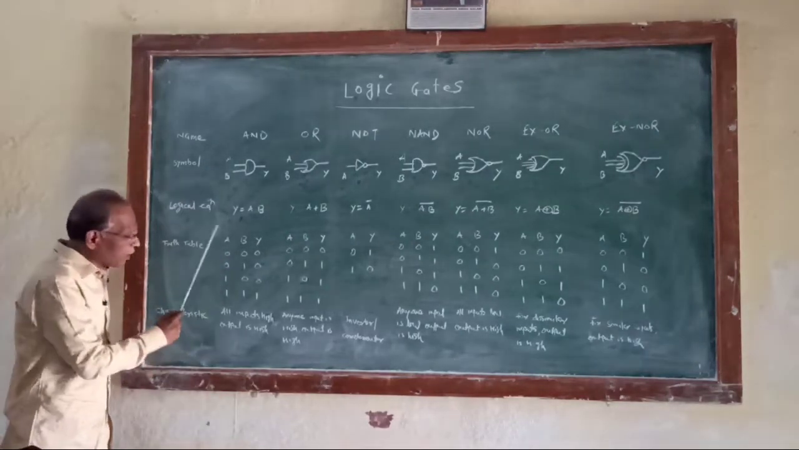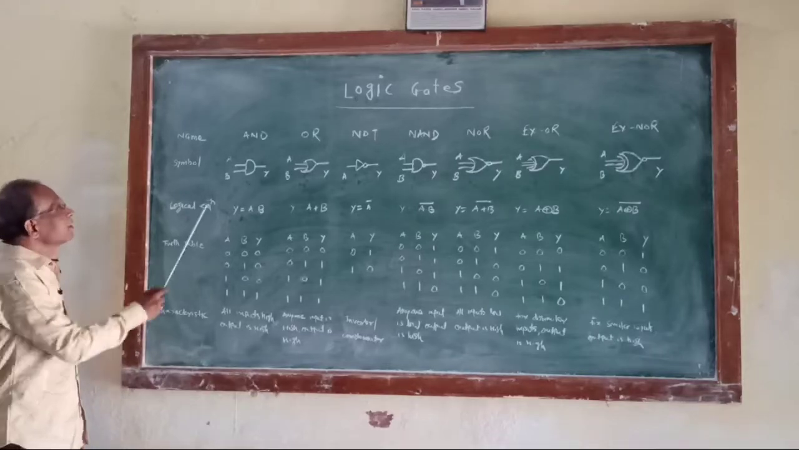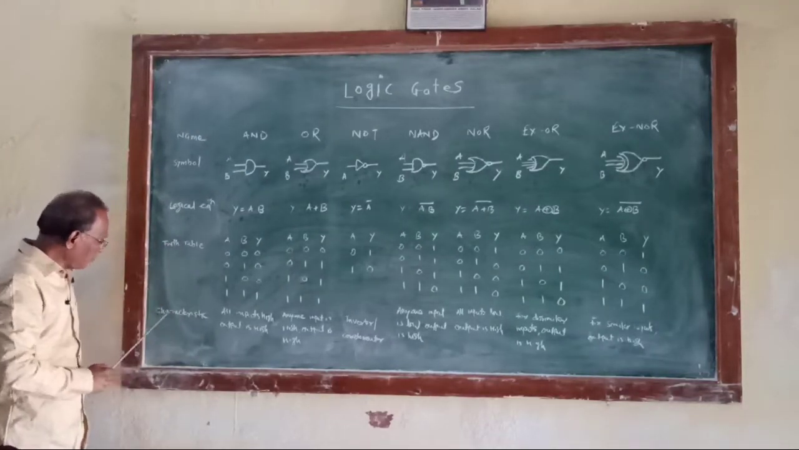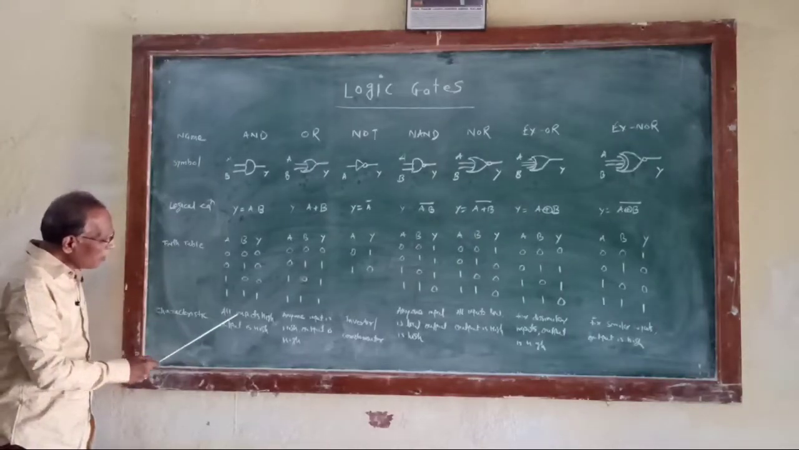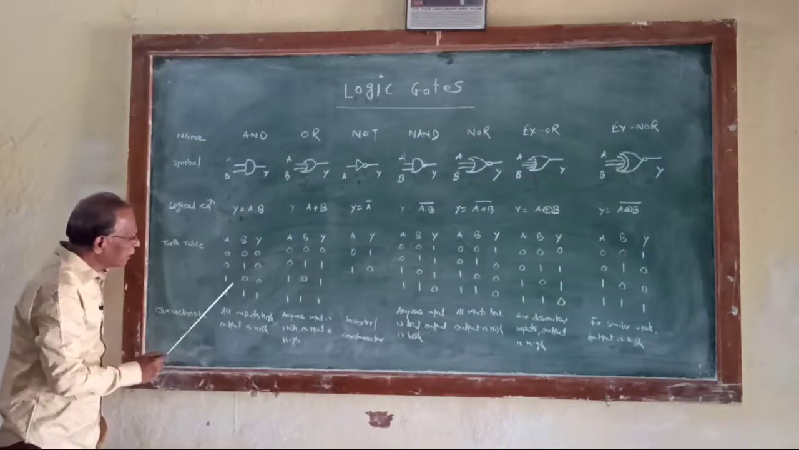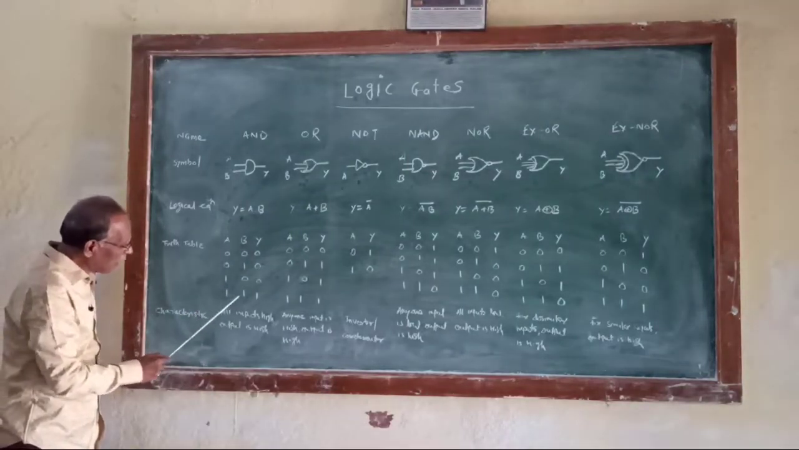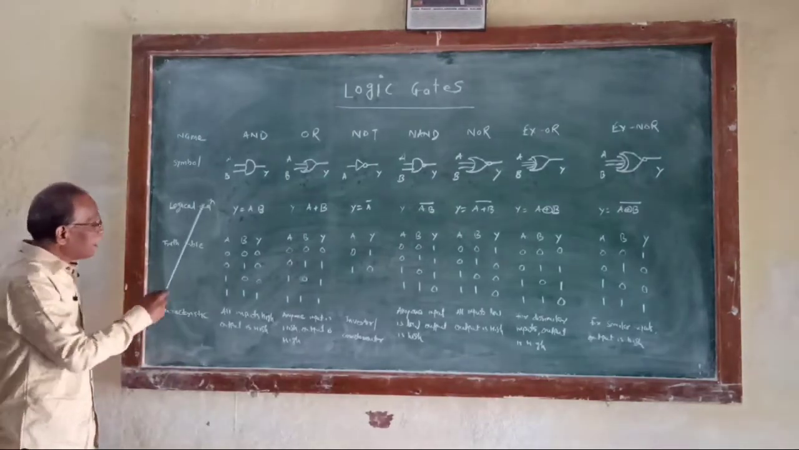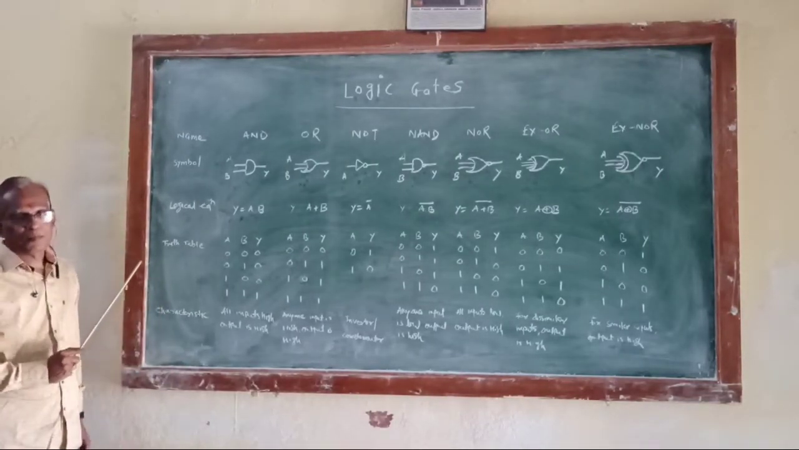From this truth table, we can characterize this AND gate. The important characteristic of the AND gate is that when all inputs are high, the output is high. From this table you can see that only when all the inputs are high do you get a high output. That is the characteristic of this AND gate.